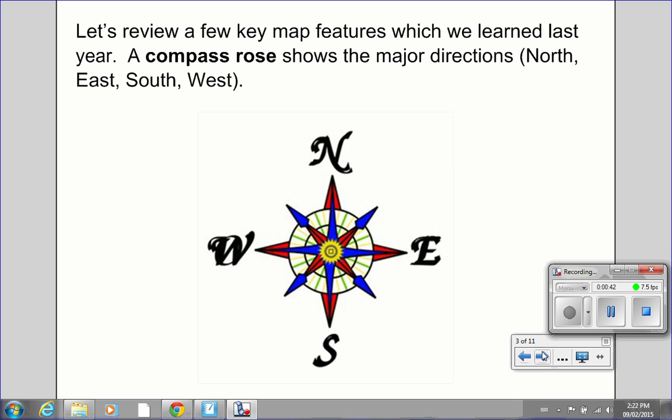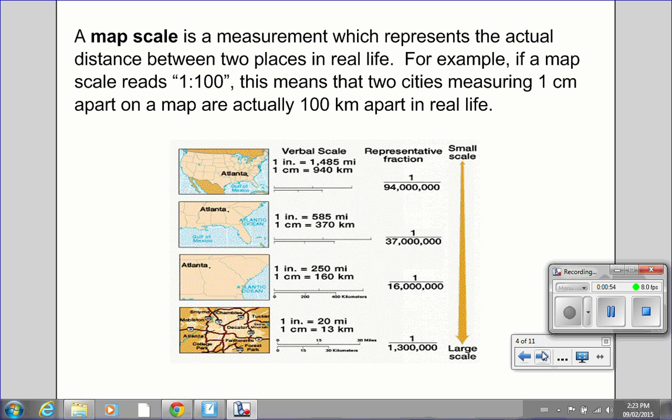Let's review a few key map features which we learned last year. A compass rose shows the major directions: north, east, south, and west. A map scale is a measurement which represents the actual distance between two places in real life. For example, if a map scale reads 1 to 100, this means that two cities measuring 1 centimeter apart on a map are actually 100 kilometers apart in real life.